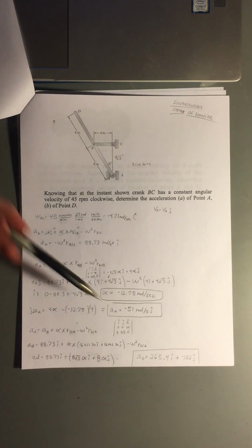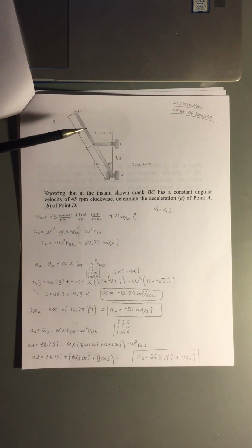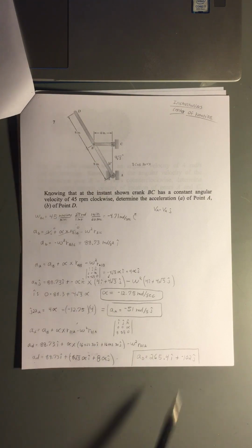And the acceleration of D here that we got for our answer does make sense. If we look at this, as point A goes down, we know that point D will accelerate to the right and down. And so that is the correct answer there for part B.